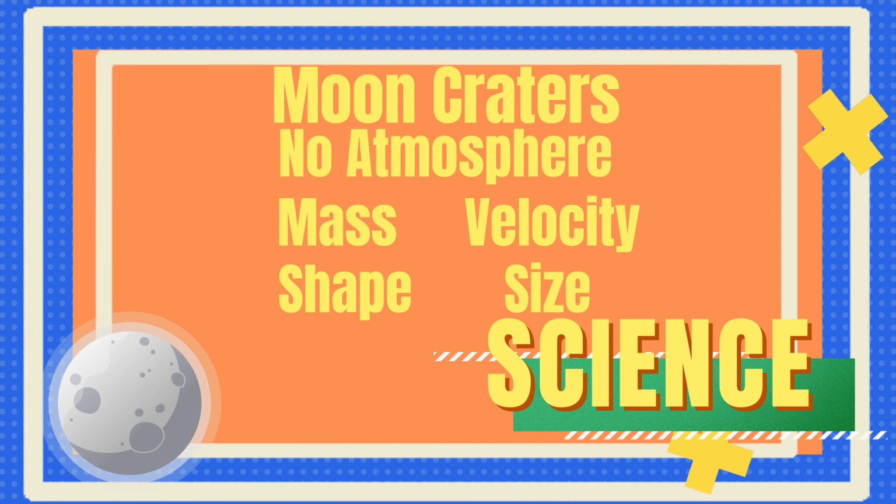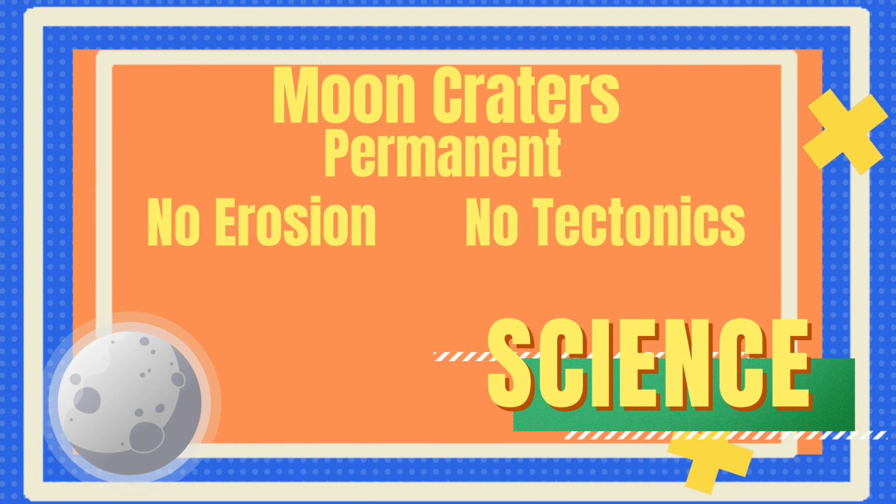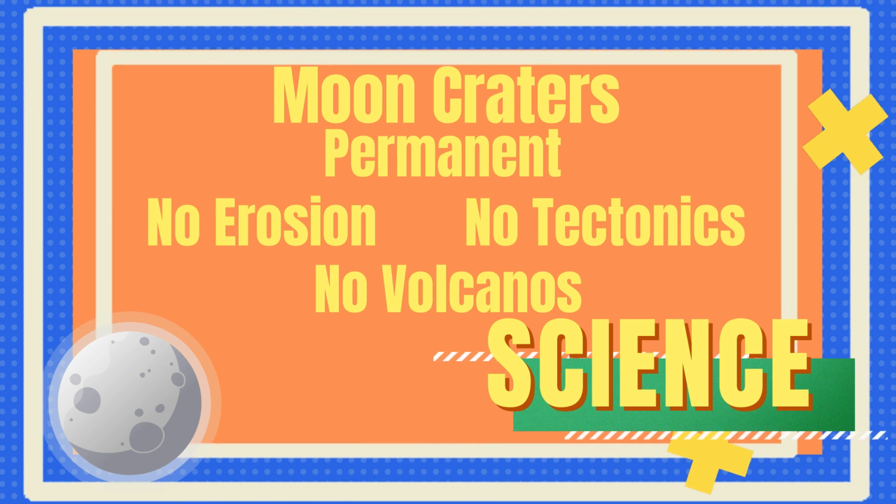Also, unlike on Earth, once the crater is made, it is there permanently. There is no erosion, tectonics, or even volcanoes to erase the crater away, which is what happens on Earth and why there are so many craters on the moon.